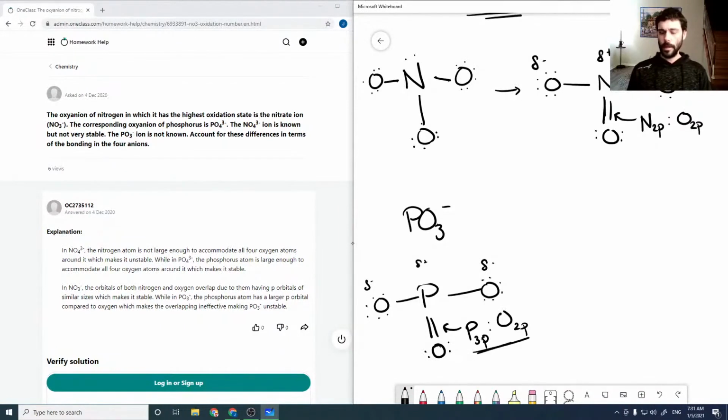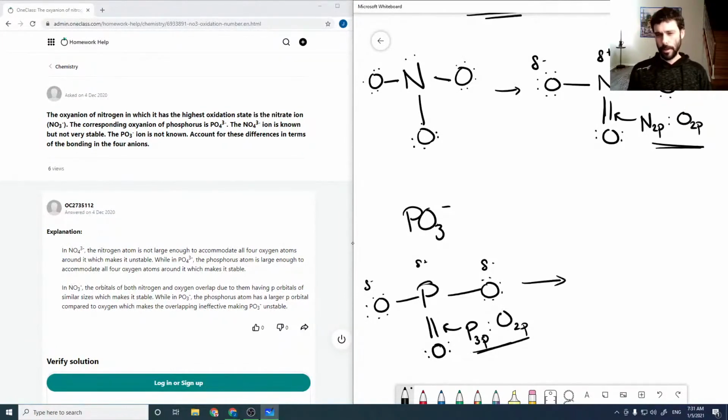And so just because that's where we have our electron density in phosphorus, we're going to have significantly less overlap between a 3p and a 2p than we would between a 2p and a 2p. And so this is going to significantly weaken this bond to the point where this is actually quite reactive.